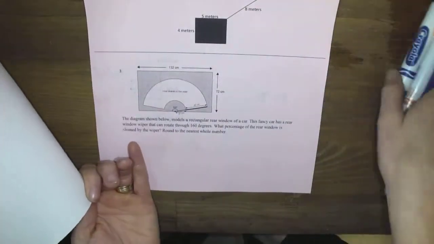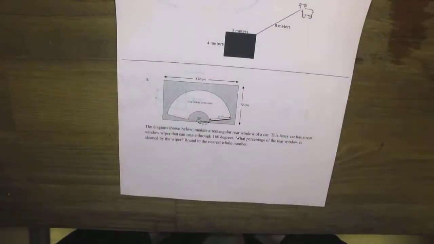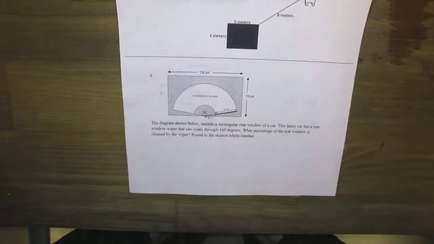Question 3, and I often wonder this when I'm driving around. The diagram shown below, or above it should say, models a rectangular rear window of a car. This fancy car has a rear window wiper that can rotate through 160 degrees. What percentage of the rear window is cleaned by the wiper? I don't know about you, but sometimes I look at the wiper and I think, I wish it would clean more, like almost 90% of it. You can look at that one and make an estimate to say, I don't think that's much more than half. That's just my guess, and I don't know if it's perfectly drawn to scale.